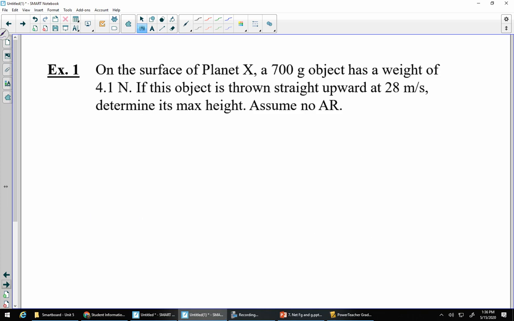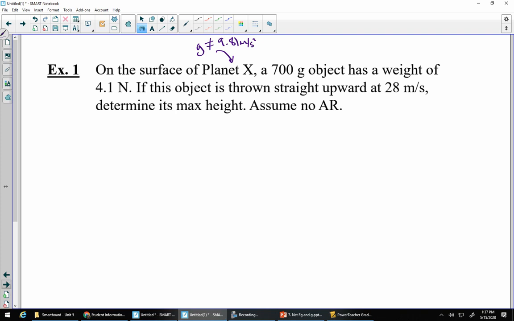Okay, let's jump into a quick example here. Okay, let's try and figure this one out. We got the surface of planet X. You know what that tells me? Tells me it's not Earth, so G is not 9.81 meters per second squared, or newtons per kilogram. Anytime we're on a different planet, it is not 9.81. Anytime we're not even on the surface of our own planet, it's not 9.81. Okay, anyways, rambling about that.